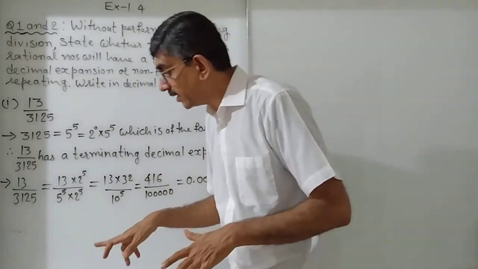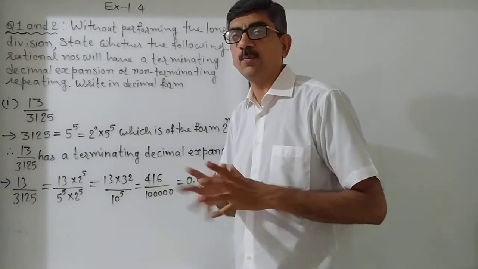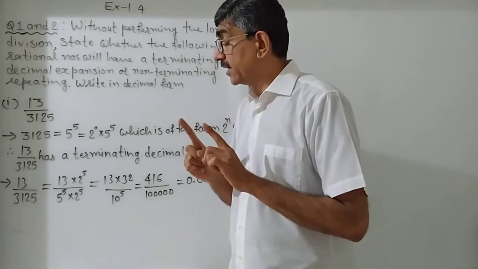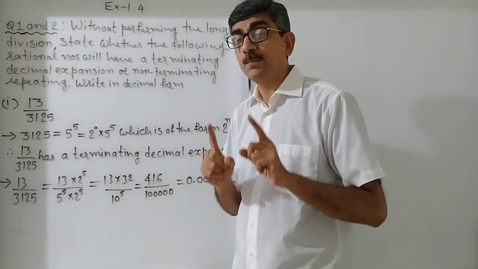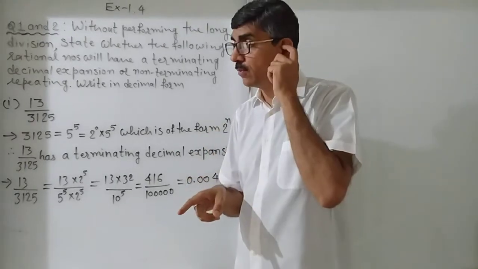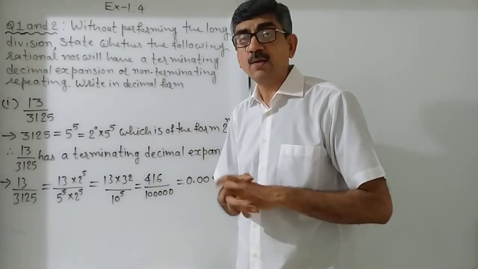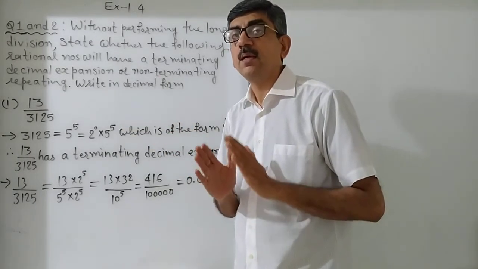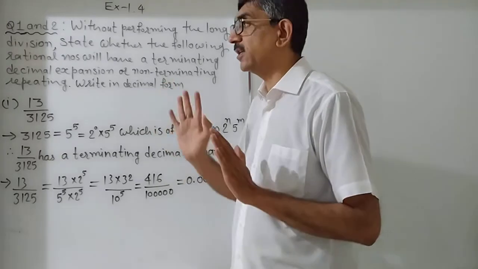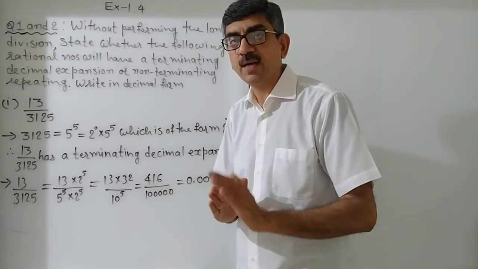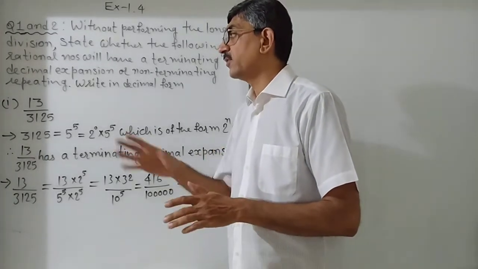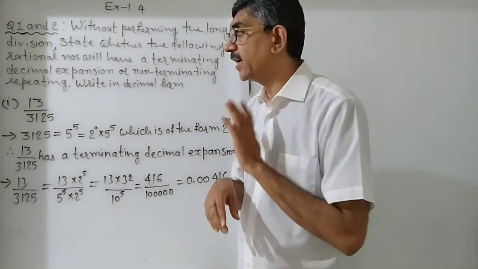Theorems 1.5, 1.6 and 1.7. Let's revise fast. For a rational number in the p upon q form, if the factors of q are in the form of 2 raised to n, 5 raised to m, where n and m are whole numbers, then the decimal expansion is terminating. Besides the factors 2 and 5, if there exist other prime numbers like 3, 7, then the decimal expansion is non-terminating and recurring.